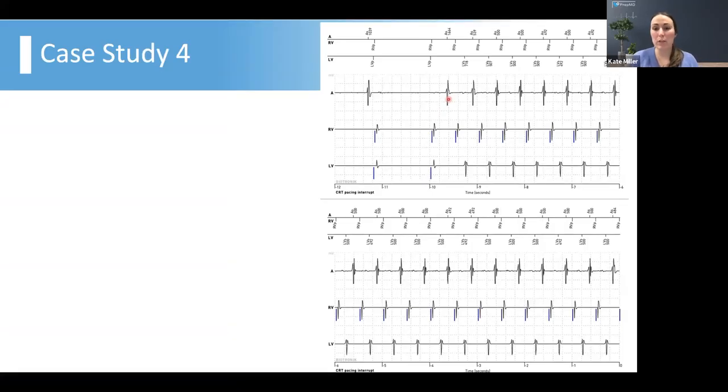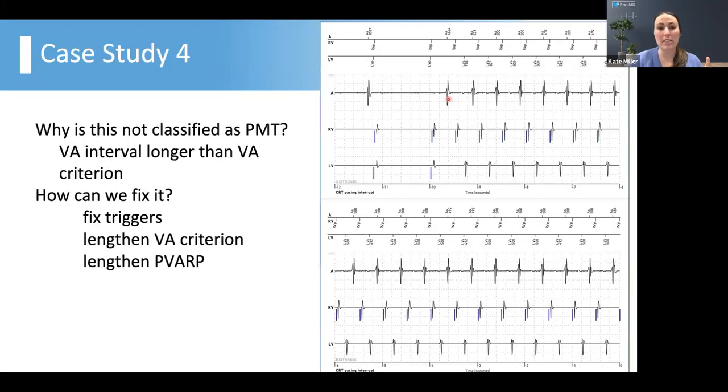So a couple of things that are interesting on this strip is that this was never classified as PMT. And why is that? So really what's happening here is that the retrograde conduction time is just a little bit longer than the programmed VA criterion. So if you look through this patient's remote monitoring report, they're having hundreds of these CRT pacing interrupt episodes where we're losing BiV pacing. And it's because this patient is constantly going into PMT that's going undetected.